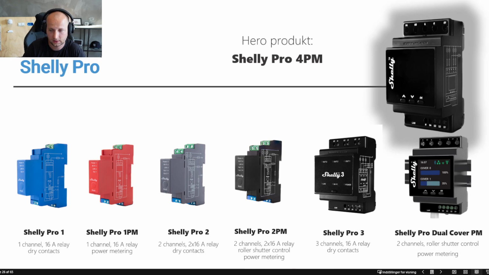Be aware you can have a maximum combined power of 25 amps on this device. But yeah, dry contacts, so you can also have 2 different phases on the output if you want to. We have here the Pro 2 PM, which is a 2-channel, 2 times 16 amps relay with roller shutter control and power metering on each channel. We have the Pro 3. It is a 3-channel relay, 3 times 16 amps with dry contacts. And here you can have 16 amps on all 3 channels because it's very powerful.